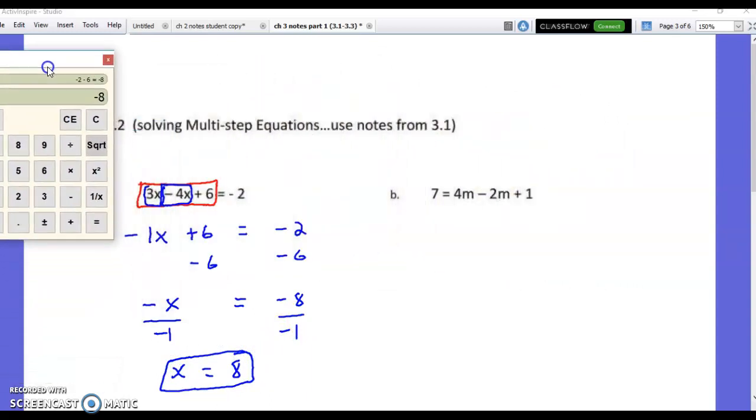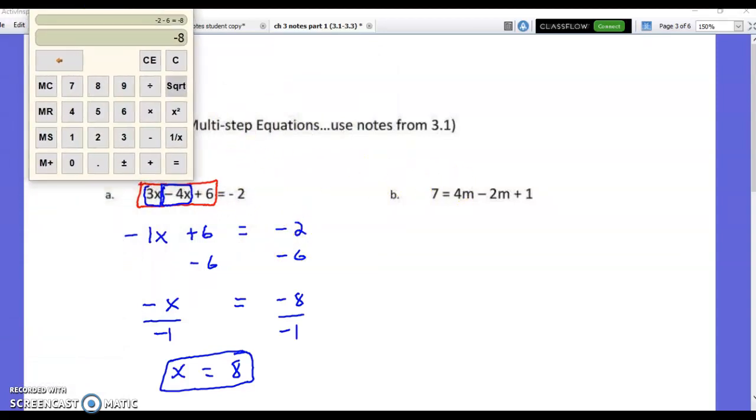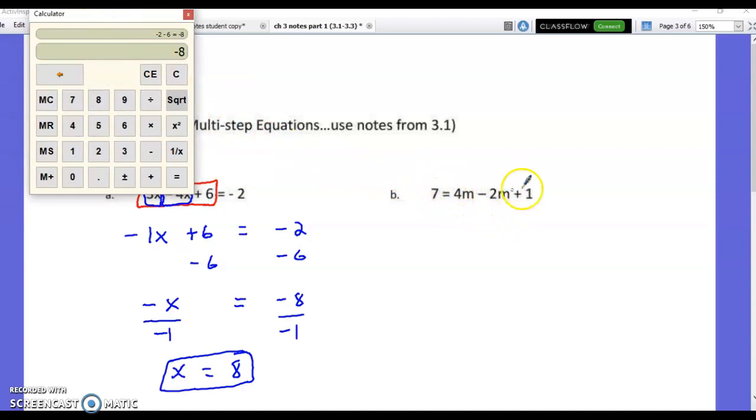Again, combining like terms if you have to before we start the adding and subtracting, multiplying and dividing. All right, so over here, now on the right side of the equation, I have 2 like terms. I have a 4m and a negative 2m. So before I do that, I'm going to combine the 4 and the negative 2. 4 plus a negative 2 would be 2m. Bring down the plus 1. And that equals our 7.